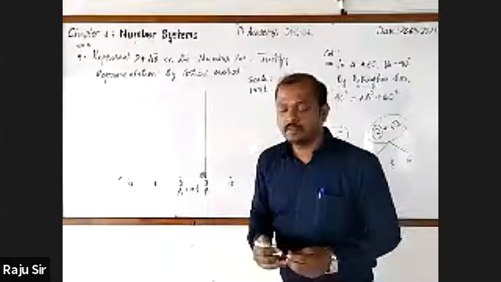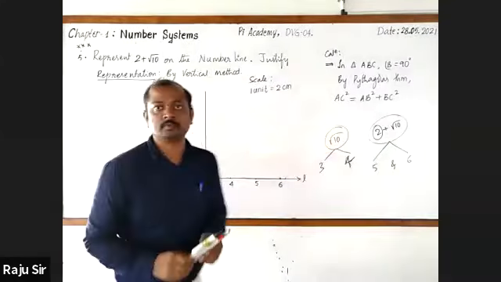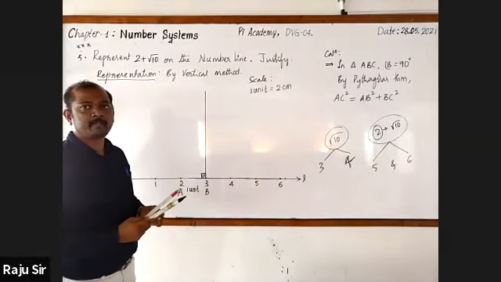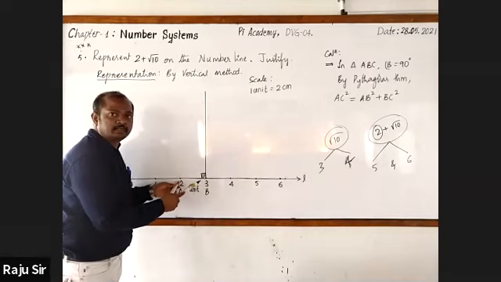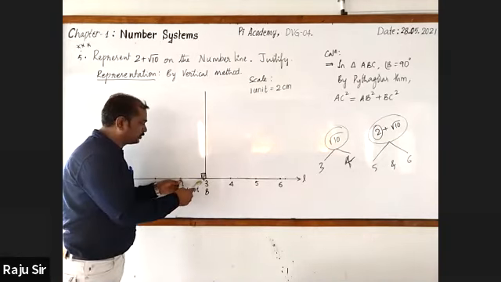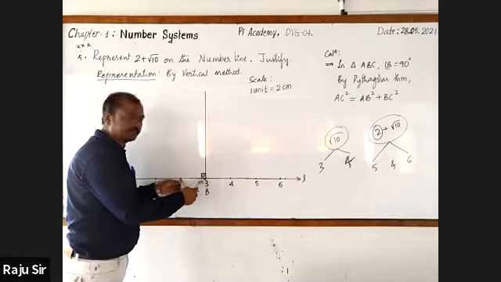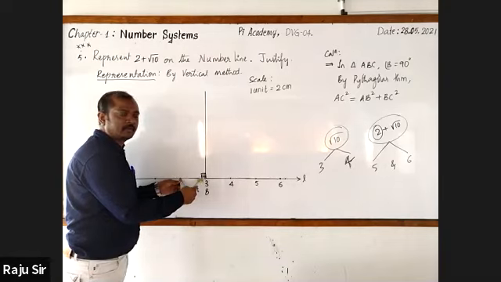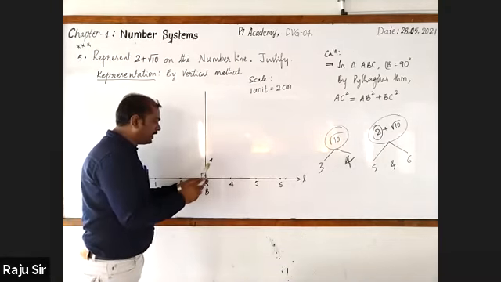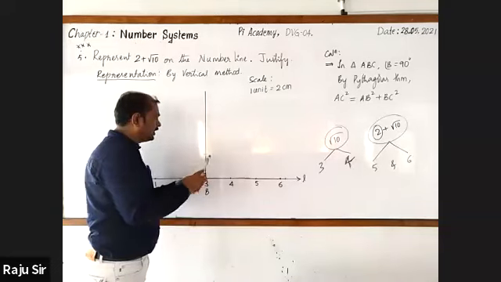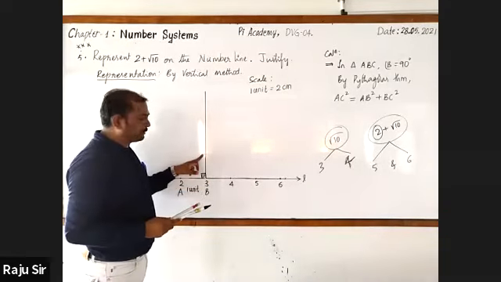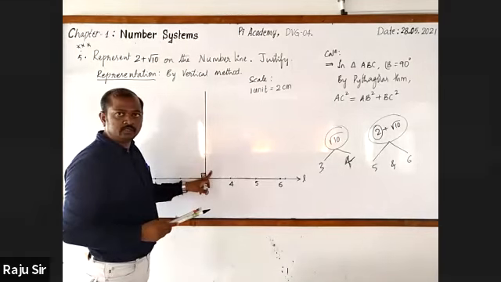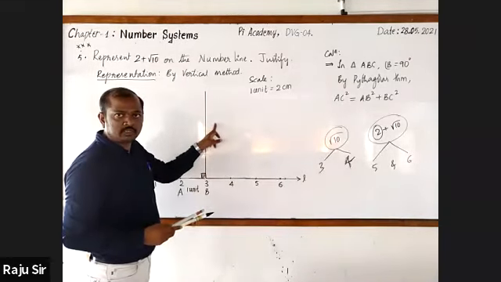Now take compasses. Take a distance of 1 unit, that is from 2 to 3. This is 1 unit. Next, with B as center, draw an arc. It cuts the perpendicular at a point. Now we got 1 unit. We want total 3 units.